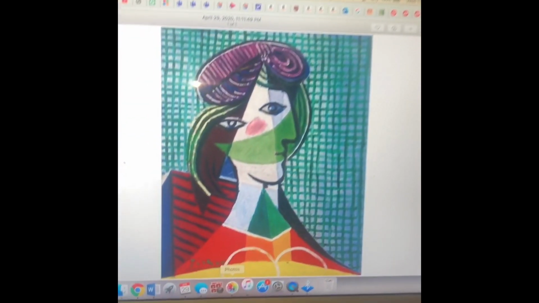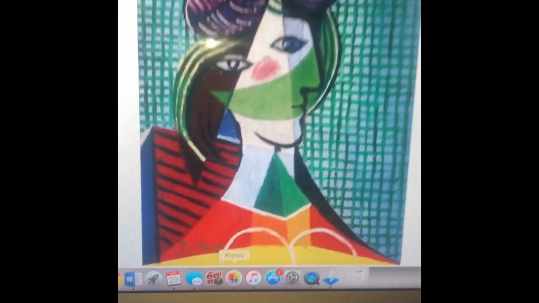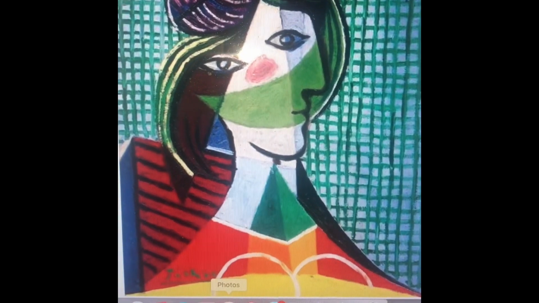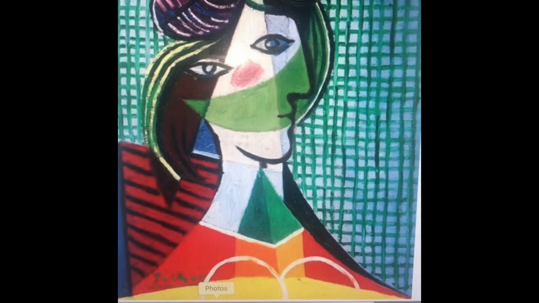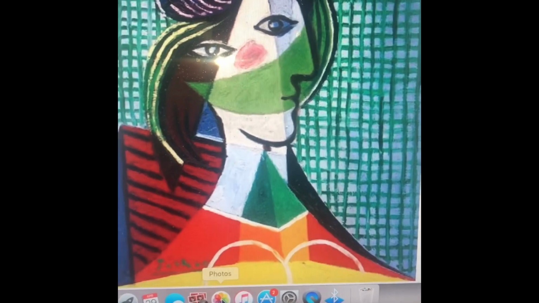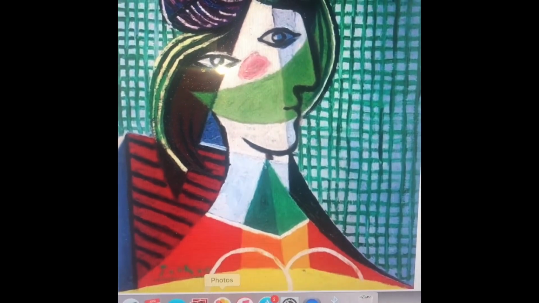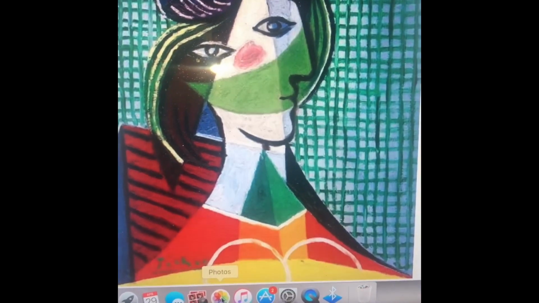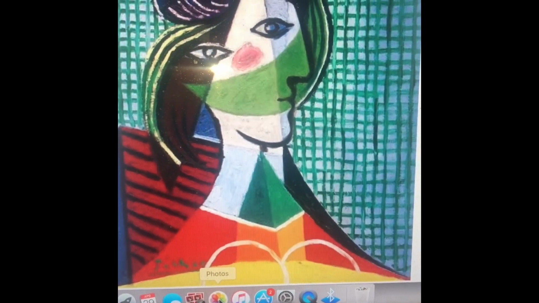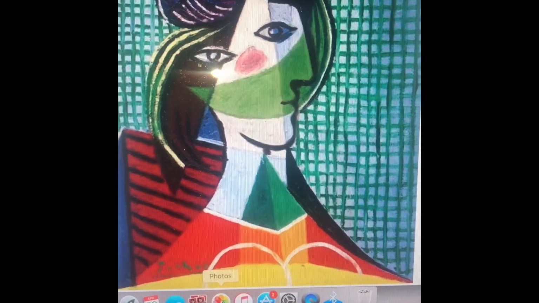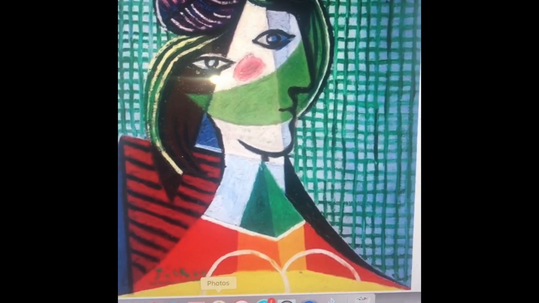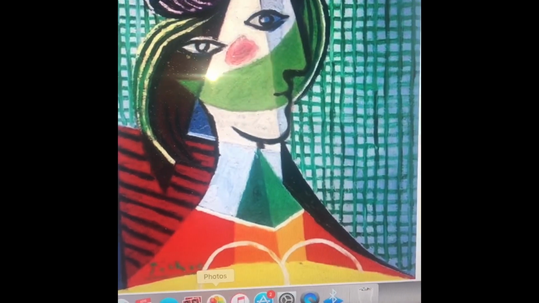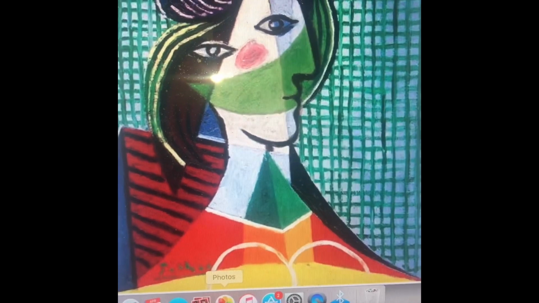And this is a picture by another artist, Pablo Picasso, and this is a portrait that he painted, and this is an abstract portrait. Now, this artist painted in a different style. Style just means the way that an artist paints. And this style is called cubism. It has the word cube in it. And I know that you know what the word cube means because your classroom teacher taught you that word. A cube is like a square, but it's three-dimensional.